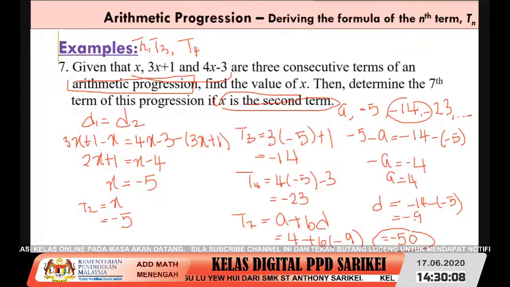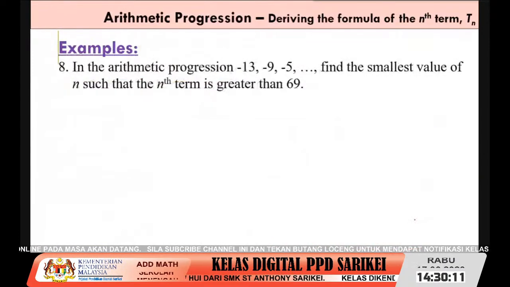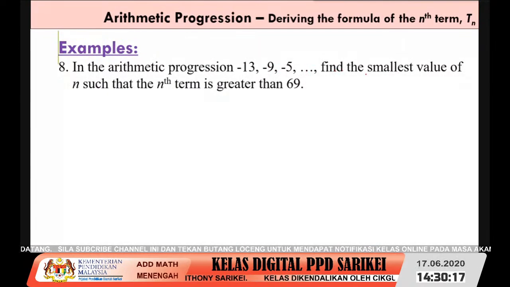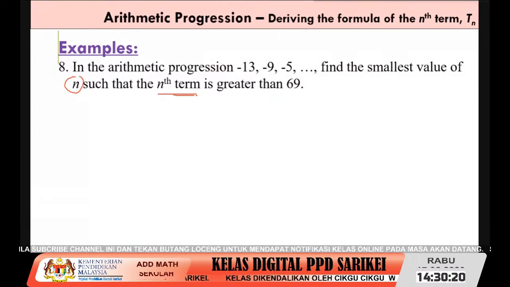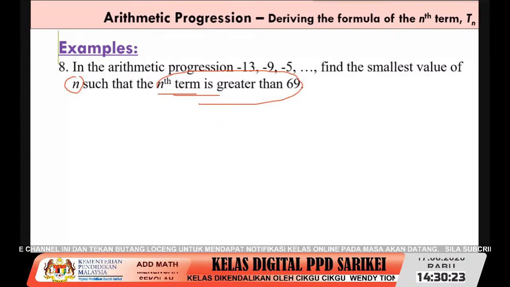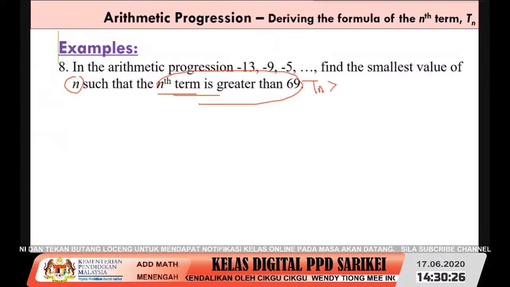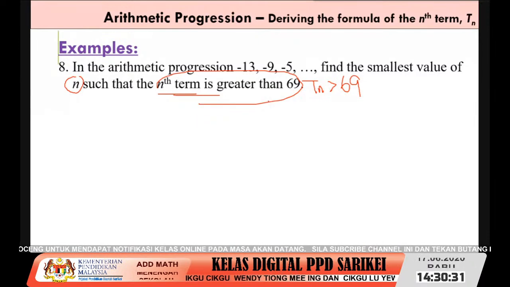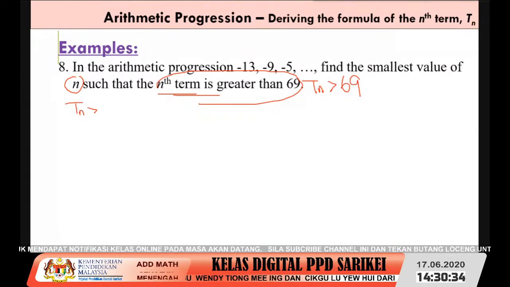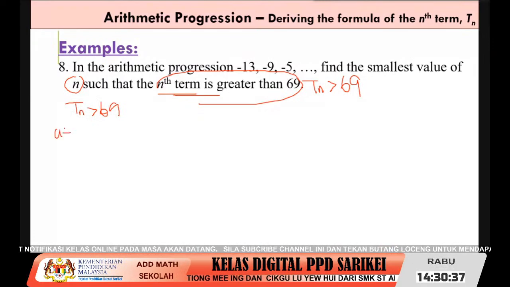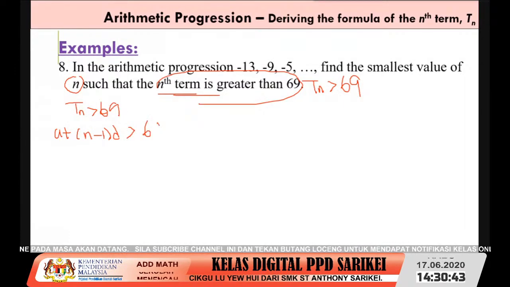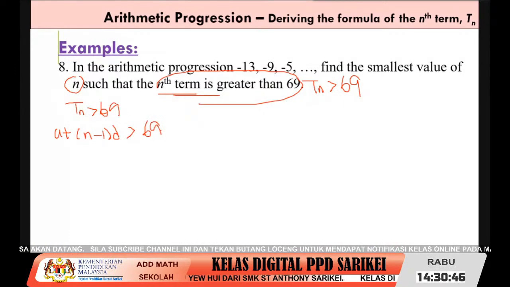So last question for this part, deriving the formula of the nth term. In the arithmetic progression negative 13, negative 9, negative 5, find the smallest value of n such that the nth term is greater than 69. So Tn is greater than 69. So from here, we try to get some idea. A plus (n minus 1)d greater than 69. So this one is inequality.